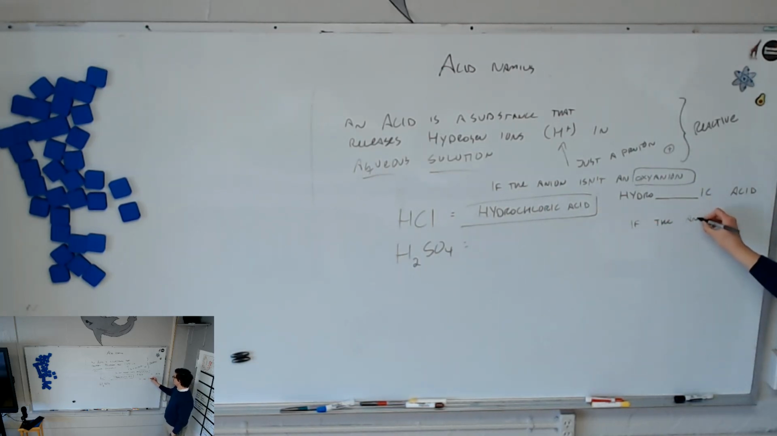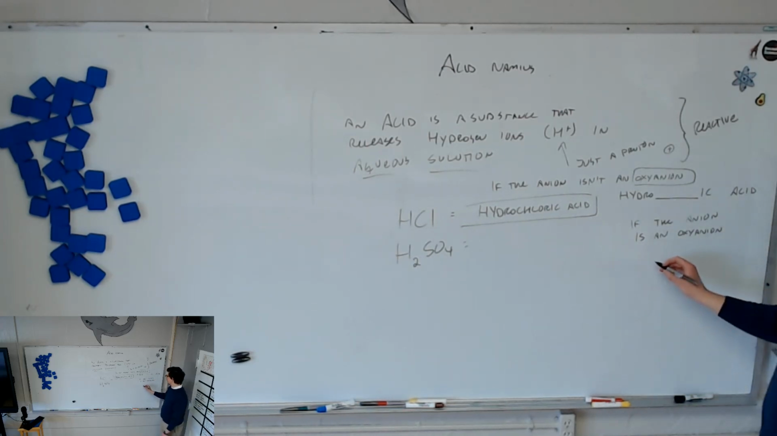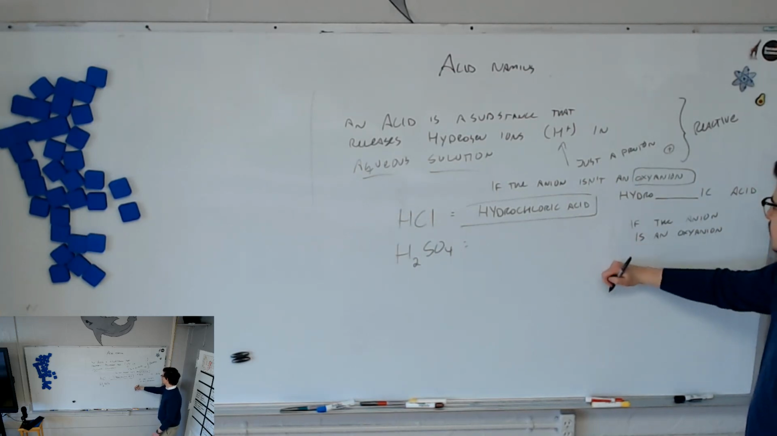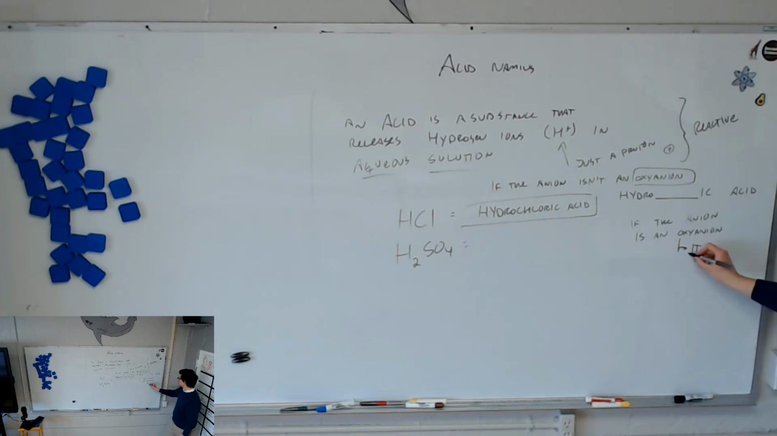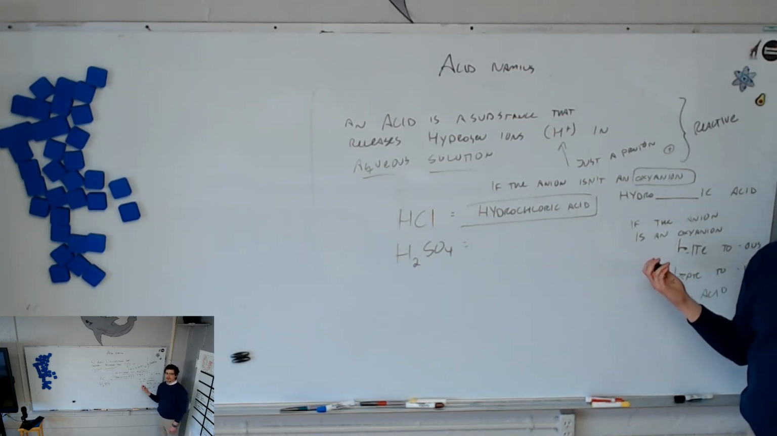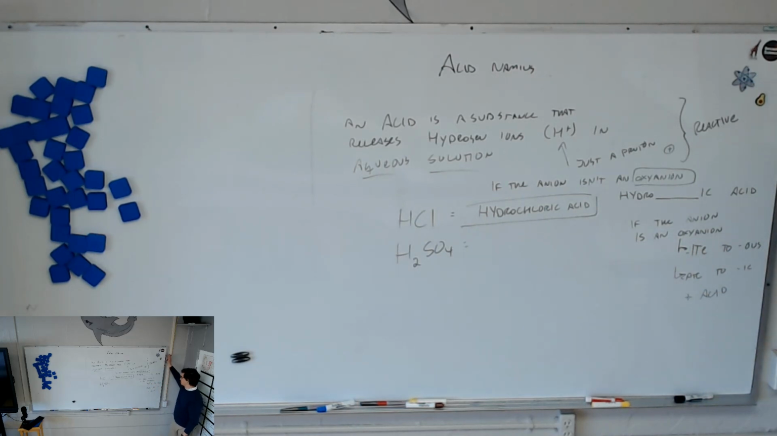If the anion is an oxyanion, we name it differently. If the oxyanion was ite, we change that to ous. And if it was ate, we change it to ic. And then we add acid. So ite goes into ous, O-U-S, and ate goes into ic.